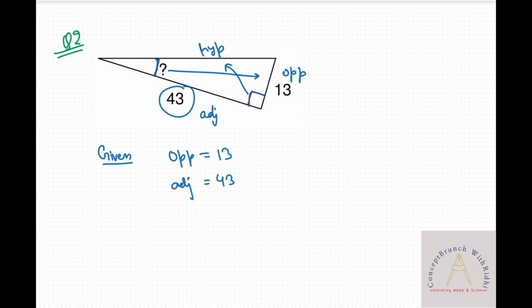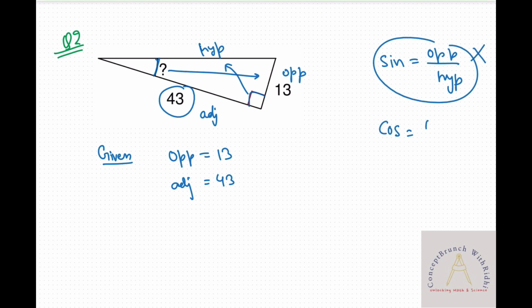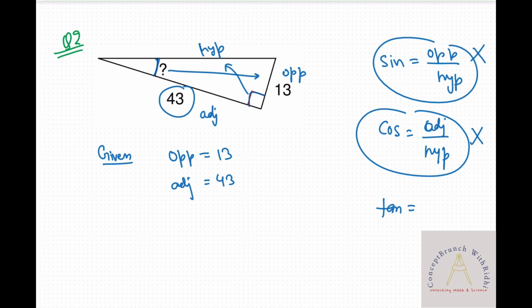According to the sine, cos and tan formulas, sine is opposite divided by hypotenuse. Since the hypotenuse is not here, this formula is not okay for us. Next is cos, adjacent divided by hypotenuse. Again, there is no information about the hypotenuse, so this formula is not useful for us. Last one is tan, that is opposite by adjacent, and according to the given information, we have these two only. So this is the best formula for us, right?